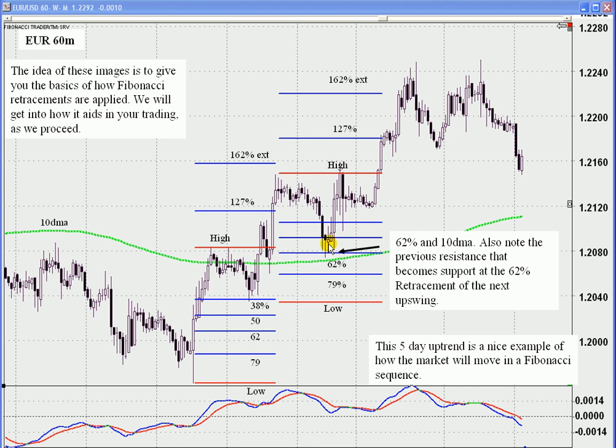As the market winds up, we are at the height of the European session here, and the market winds up for a real strong bullish move. We reject at the day's high, consolidate before the next leg up on this swing to 127% and 162%.